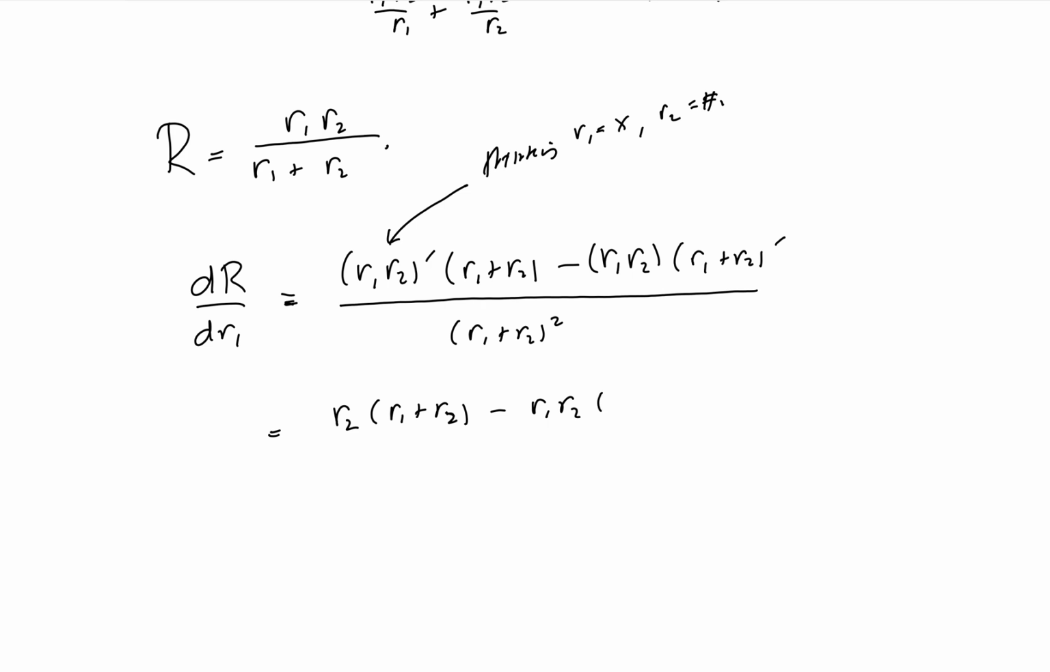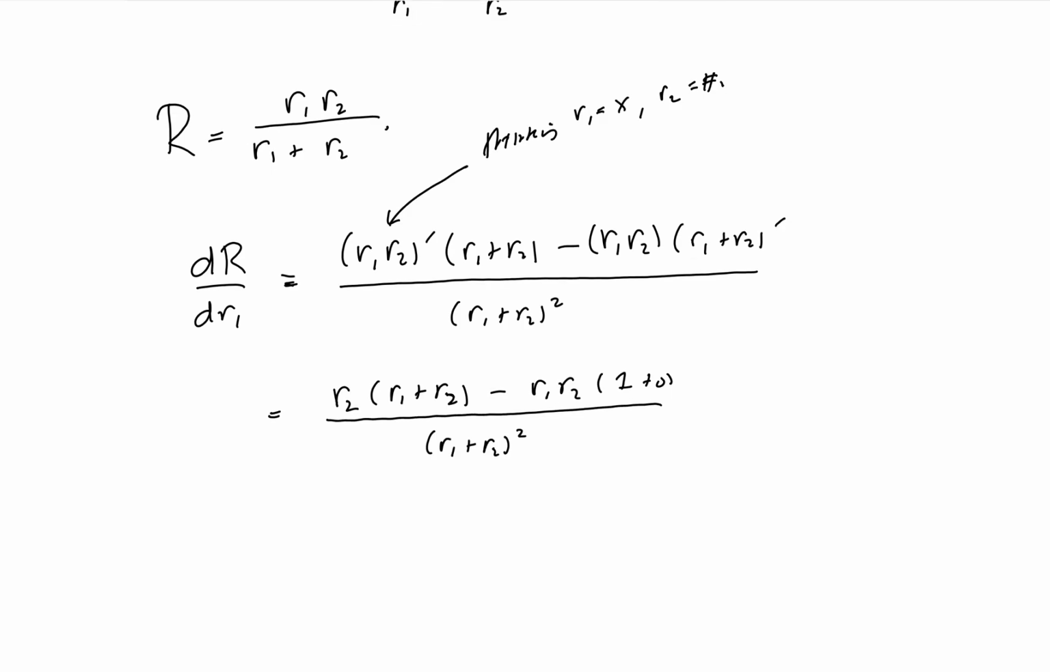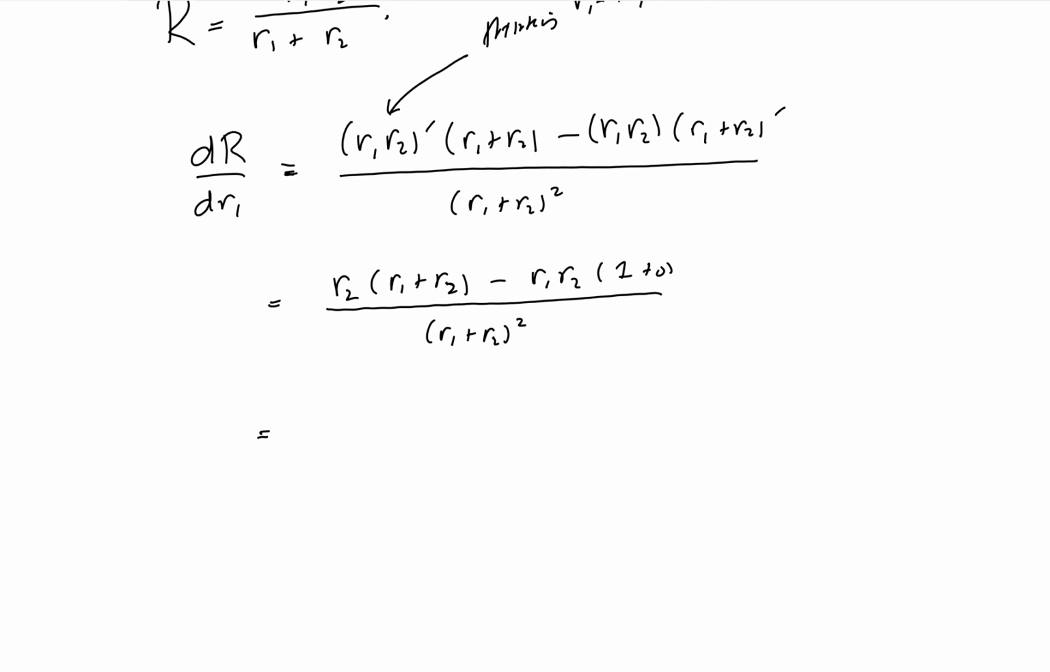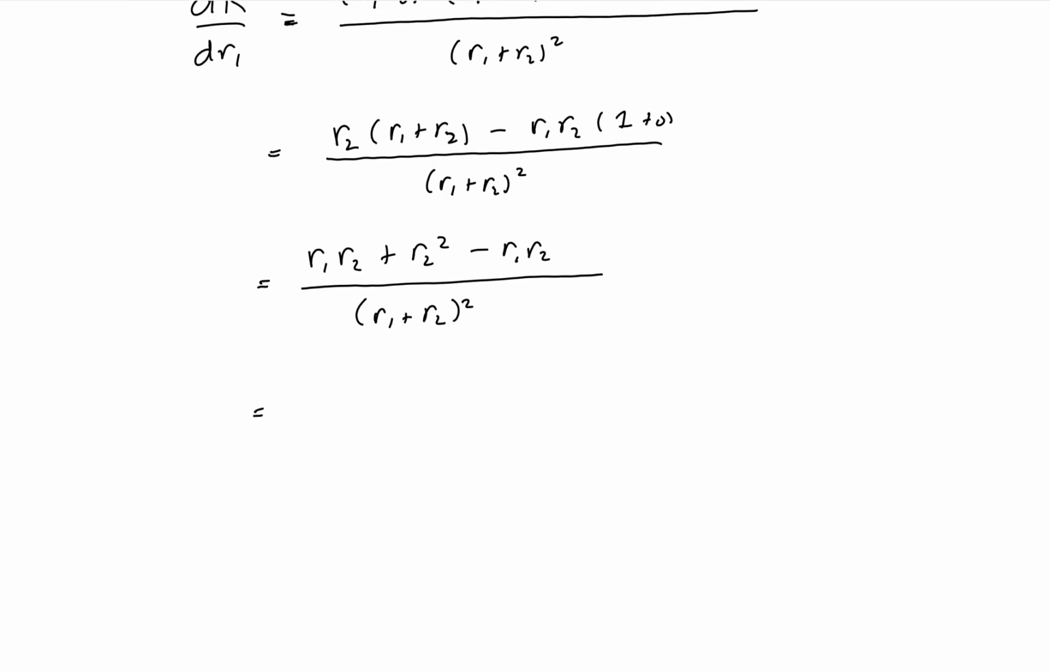The derivative of this part will just be 1 plus 0, because R2 is constant, all over R1 plus R2 squared. And now we want to simplify this, so I'm going to get R1 R2 plus R2 squared minus R1 R2 all over R1 plus R2 squared. You see we get cancellation there, so I get R2 squared over R1 plus R2 squared. And that gives us our answer.